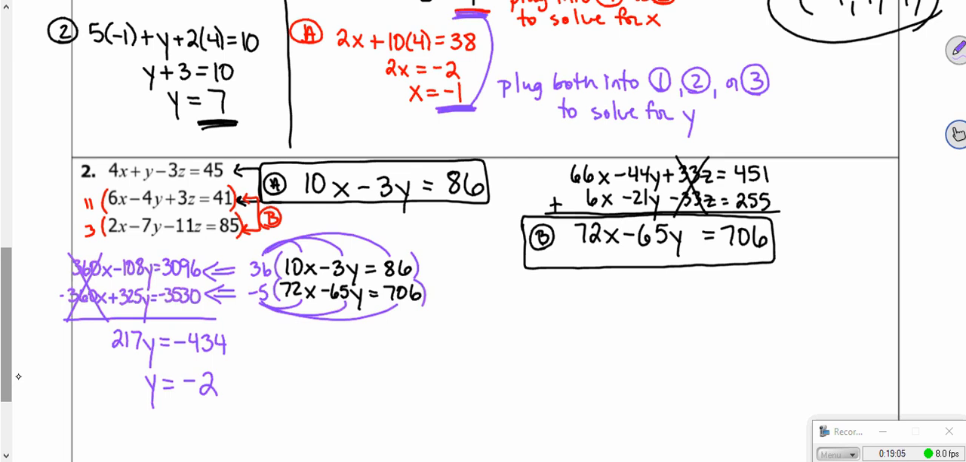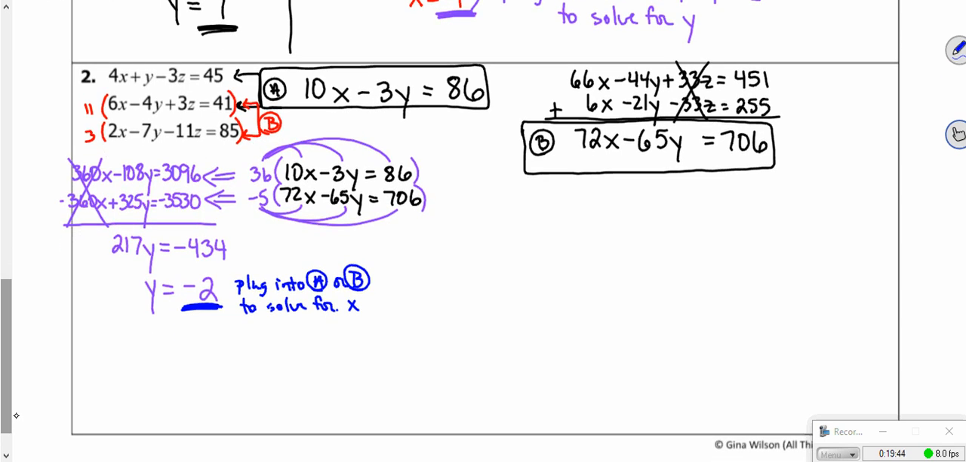Okay, so how can we go about solving now? Well, what's the next easiest variable to solve for? The next easiest variable to solve for would be x, because we could plug this answer into A or B to solve for x. So I'm going to plug that negative 2 into A or B. Well, I'm picking A because the numbers are smaller. My mama didn't raise no fool.